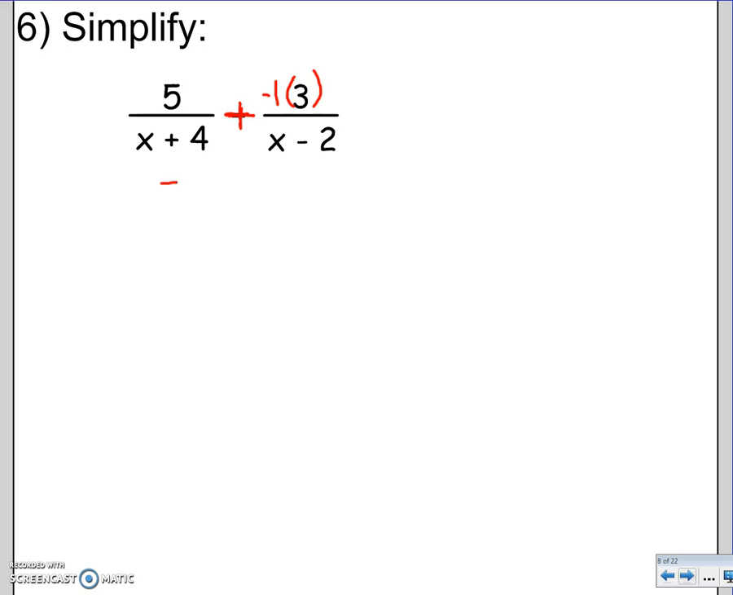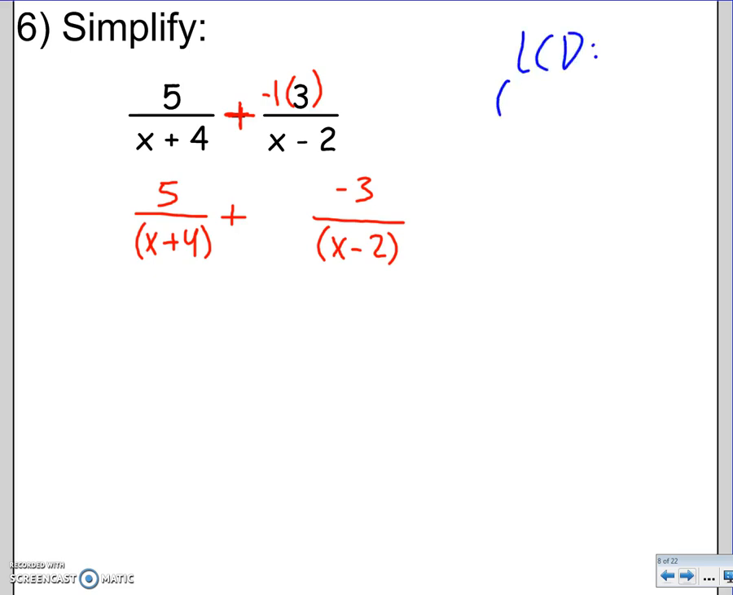So leave the top alone, factor the bottom. 2 terms, linear, there's no GCF, so it stays the same. Plus, leave some space. The top: -1 times 3 is -3. The bottom: x minus 2 is 2 terms, no GCF, and it's linear, so you can't do anything else. Step 1's done. Step 2, LCD.